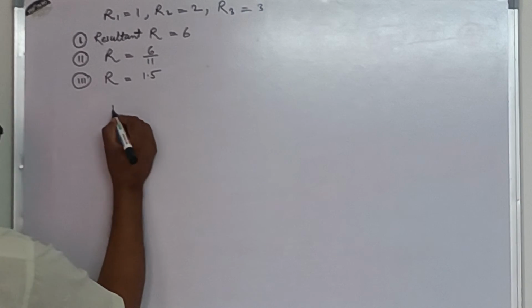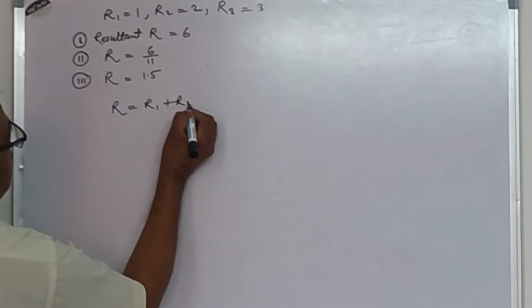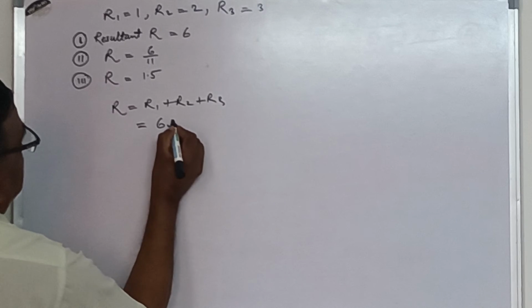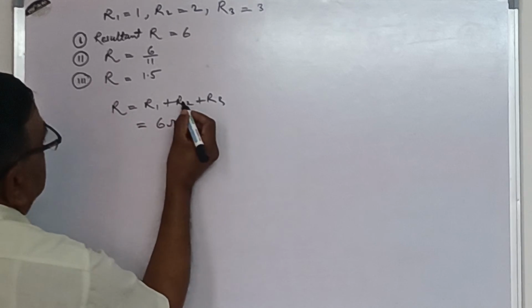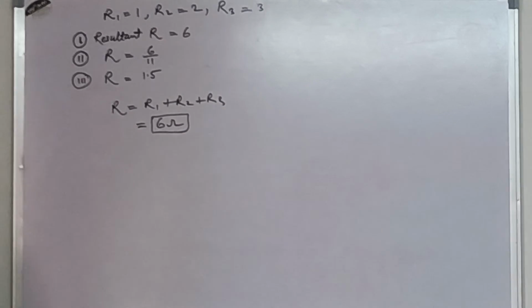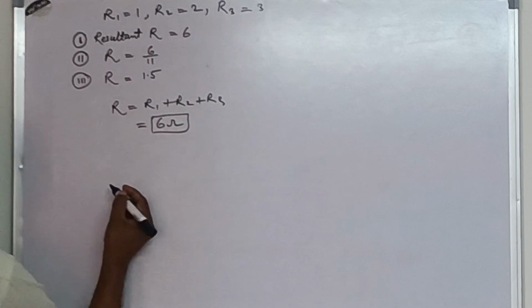This is now R is equal to R1 plus R2 plus R3. You will get 6 ohms. 1 plus 2 plus 3, 6 ohms. This is your answer. Connect in series. Second, 6 by 11. Try to connect in parallel all the resistances.